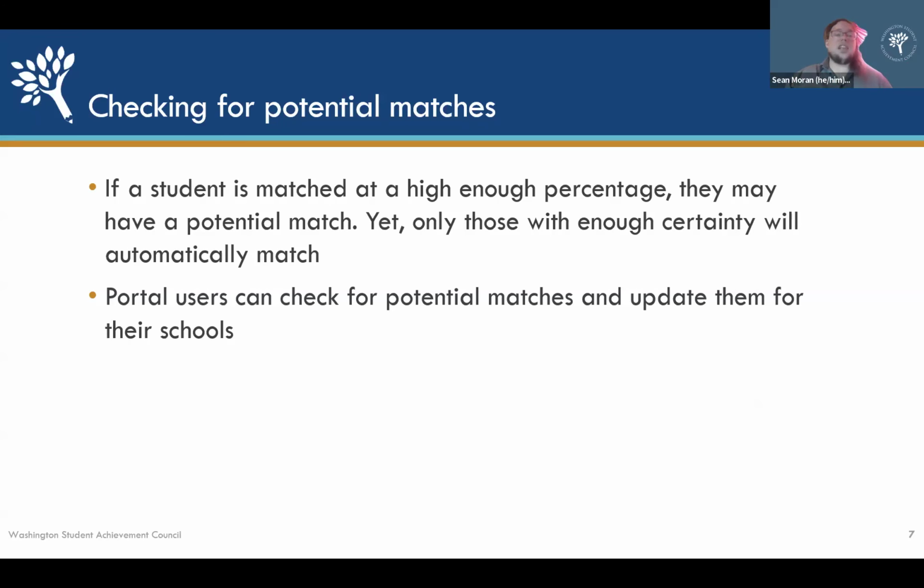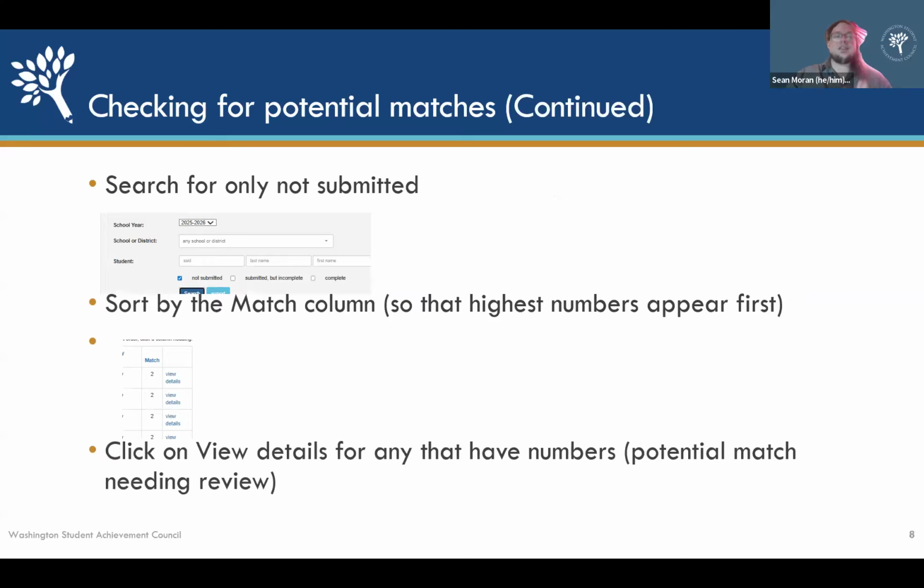And portal users can check for potential matches and update them for their schools. So that means if they've gone to the 10%, you can actually check on this. So to do this, search for only not submitted. So click on that first checkbox and then sort by the match column so that the highest numbers appear first. This is just a more strategic way, so you'll have to go through your whole list. I know that can take a lot of time for y'all. So by doing this and having the highest matches first, then you can click on view details by it and go through them and review them one at a time.